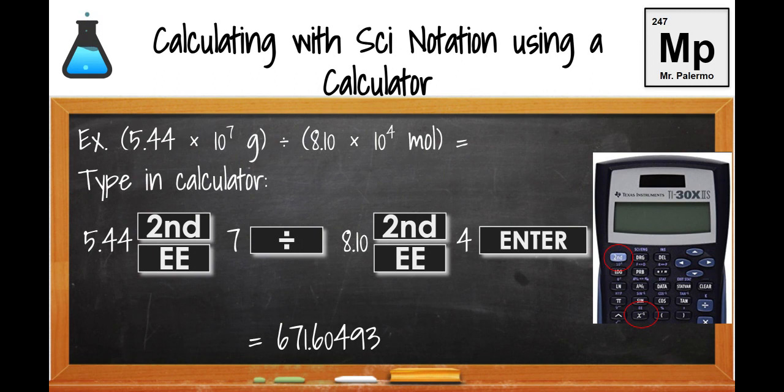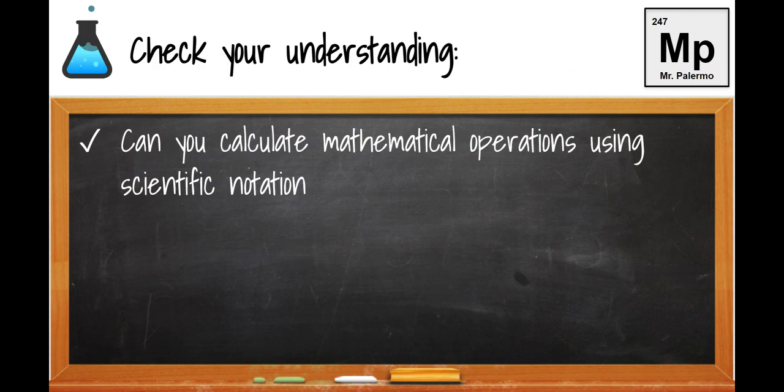That's going to be our best friend this year in terms of all of the things we do with exponents. We do round that to proper significant figures because I have 3 significant figures in 5.44 and I have 3 in 8.10. So my final answer is 672, which is the proper significant figures.